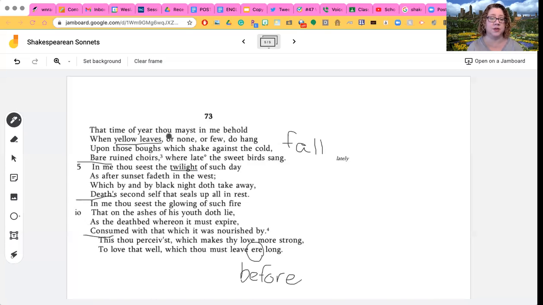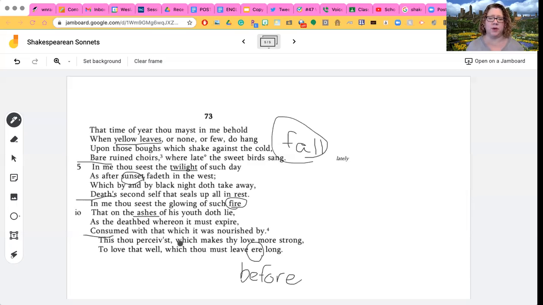So there's three metaphors. The first one is autumn. The second one is the sunset. And the third one is the fire, but it's not even the fire anymore. It's just these embers that are left on the ashes. It's pretty depressing. So it's clearly the very end of life, but we have this "thou perceivest." You see this, I'm getting old, but that makes your love stronger.